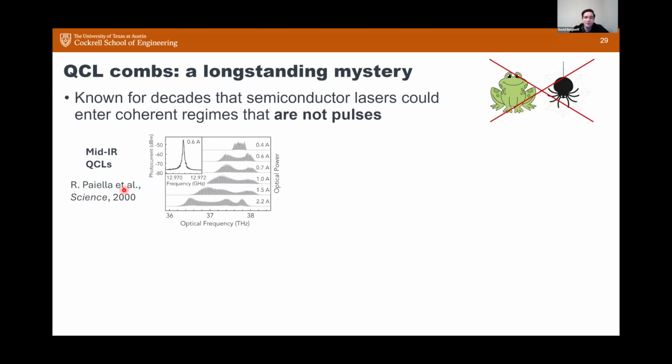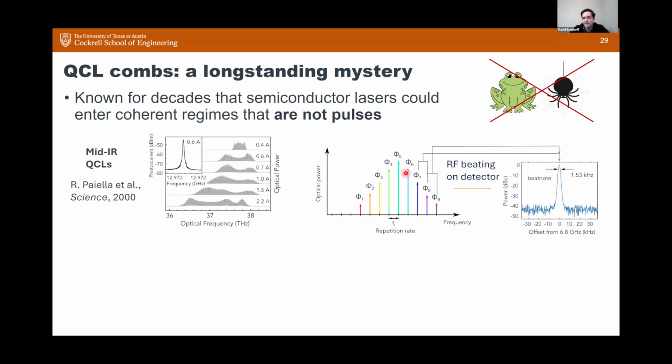Even going back to 2000 at Bell Labs, there were results showing that you could get very broadband spectra with very narrow beat notes. I'll explain what that means in a second. Basically, if you have something that looks comb-like, but maybe it's a comb, maybe it's not, you don't know to start with. One way of checking is to take all the lines and shine them on a detector. What you detect is the beat frequency between all these lines. If the beat frequency is narrow, and there's just one beat frequency, then that's usually a pretty good indication that you do have a comb forming.